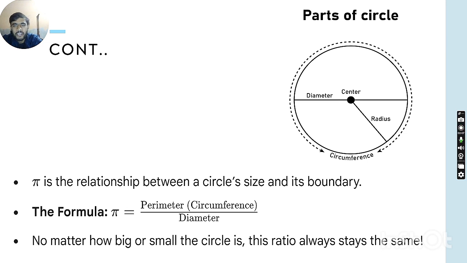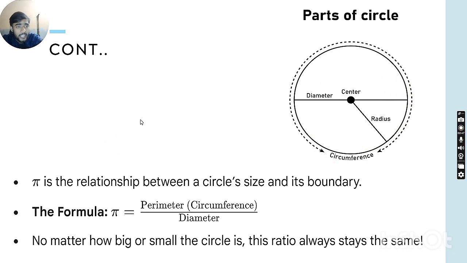And diameter is nothing but this line that joins both sides of the circumference, and radius is nothing but half of the diameter. We can say diameter is nothing but 2 times the radius, okay? And there are some dotted lines, including some part of the circumference, that curvy part of the circle, that is the circumference actually, okay?